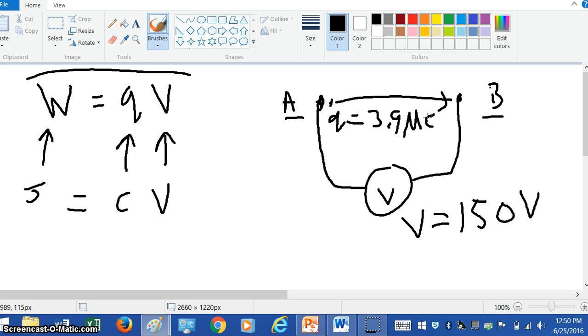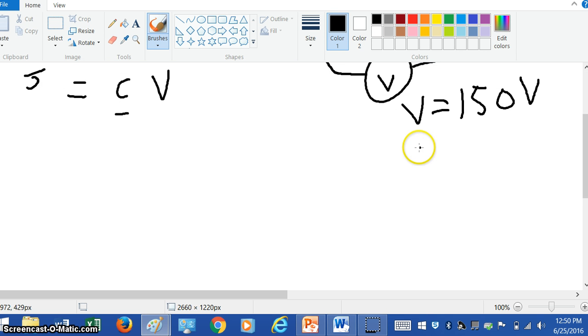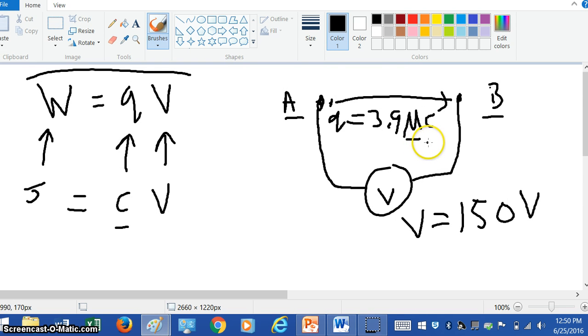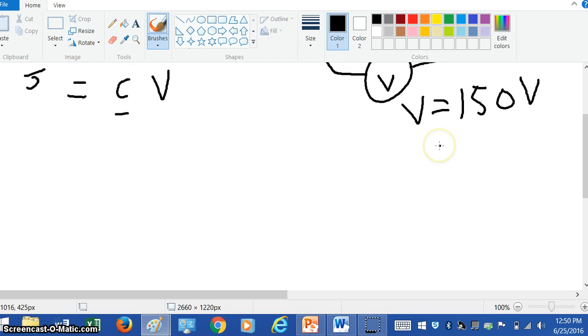That's a Q. All right, and so we want to know how much work it takes to move this charge, 3.9 microcoulombs, from point A to point B. And of course we have this formula. The only problem is Q, as it says over here, must be in coulombs. And it's not right now, it's in microcoulombs. So as usual, we have to change the units. So 3.9 microcoulombs.